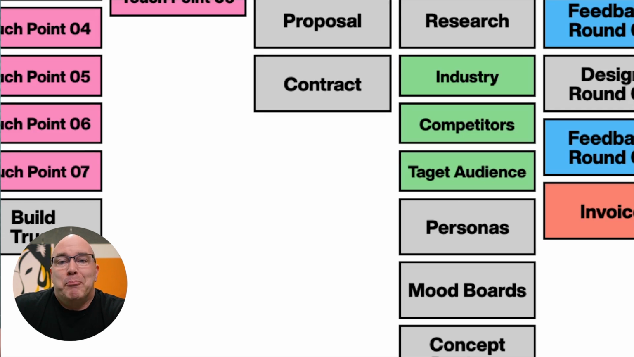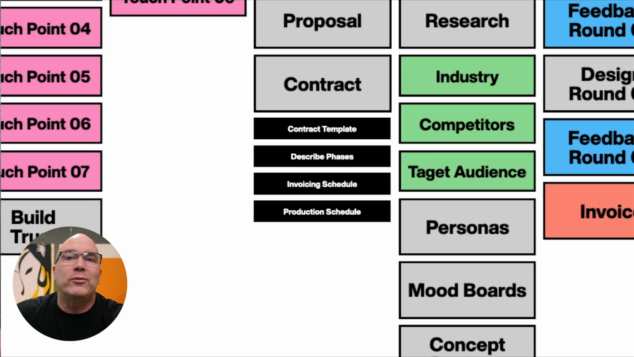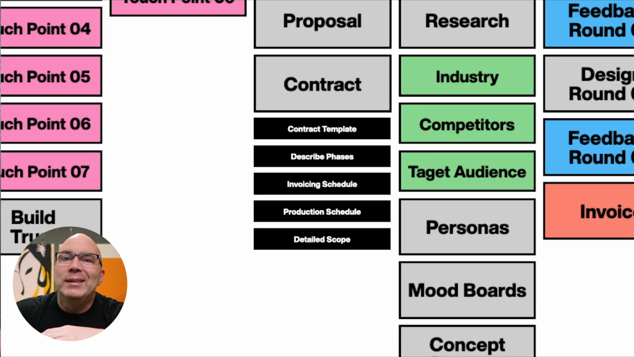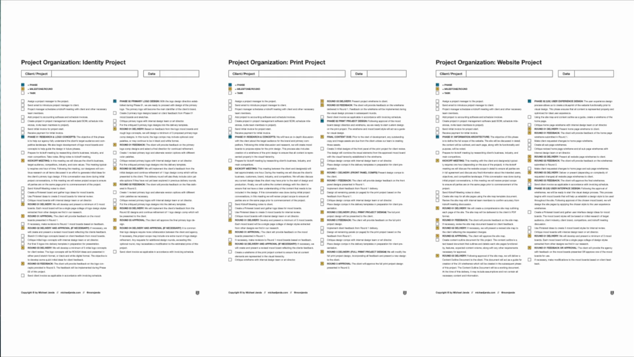I felt it. I felt it for years at my agency, because inside of all of these bullet points or these actions that are in this spread, we've got things buried in there too, like a contract. We need a template and describe our phases and invoicing schedule and production schedule, detailed scope and terms of agreement, and we got to get a signature from the client. We have all these subset tasks as well. There's just so much. My agency, I created SOPs for all of our types of projects that we did, and we had phases and rounds and tasks for everything, and it can get crazy fast.